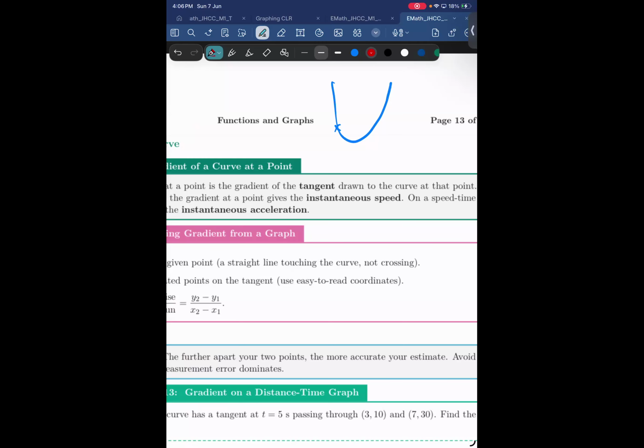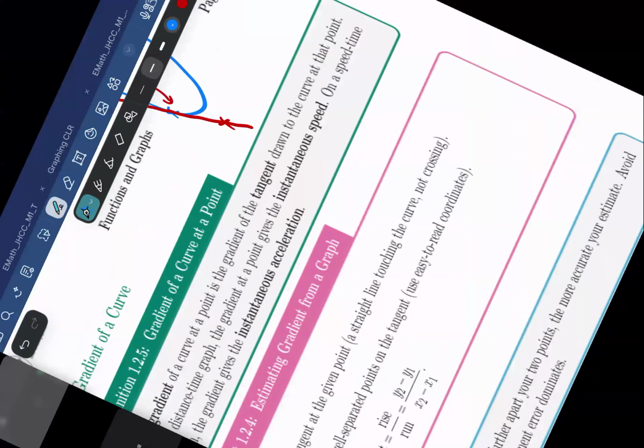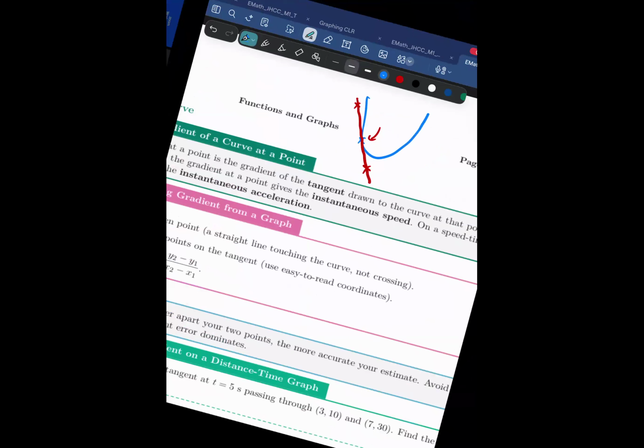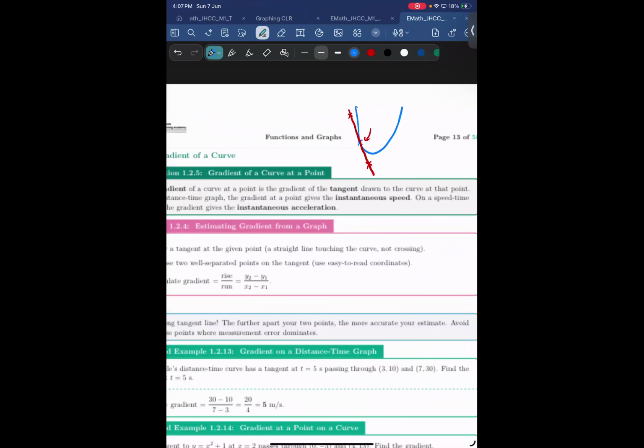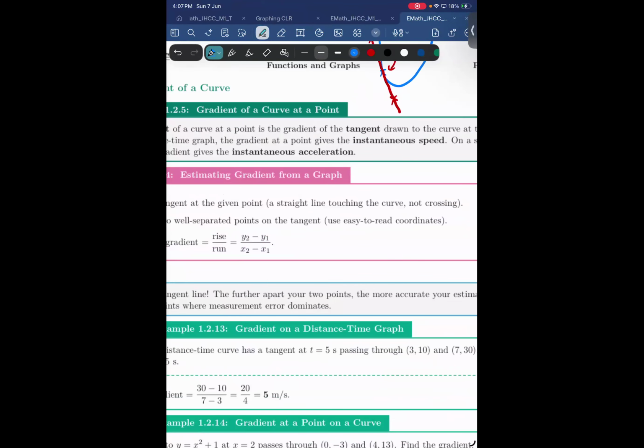The tangent is a line that touches the curve at exactly one point. So a tangent is like this. Then you find the coordinates of these 2 points and calculate the gradient. Then the gradient is approximately the gradient at this point. So the gradient of a curve at a point is the gradient of a tangent drawn to the curve at this particular point. As mentioned yesterday, for a distance-time graph, the gradient is speed, and for a speed-time graph, the gradient is acceleration.